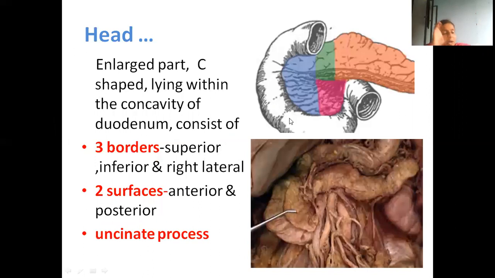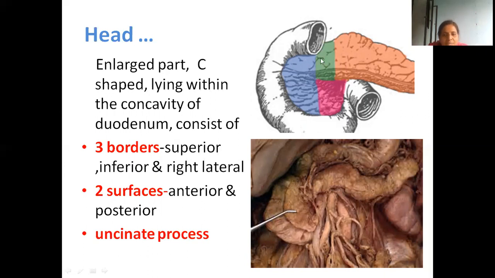Because pancreas is an essay question, the clinical way the question will be framed I will tell you while discussing applied anatomy. So you have to talk about each part in detail. This is the head, which is the enlarged part, lying in the C-shaped fold of the duodenum. It has three borders: this is the upper border, this is the lower border, and this is the right lateral border. Upper can also be called superior, and lower, inferior, of course.